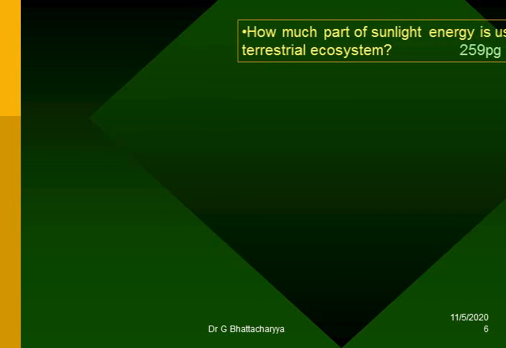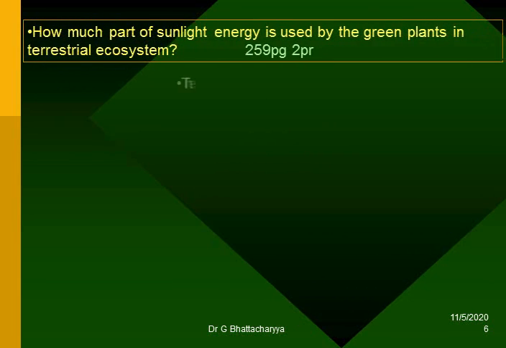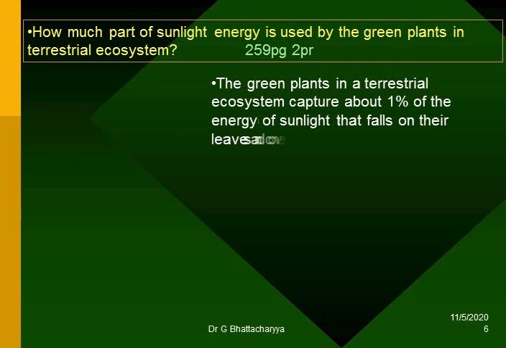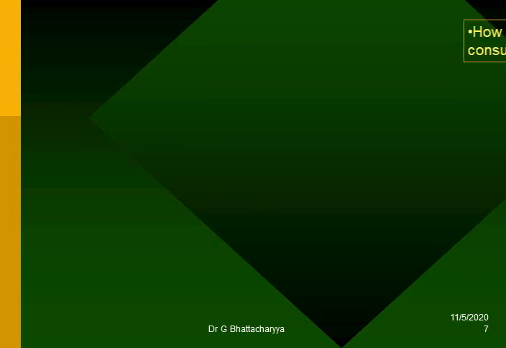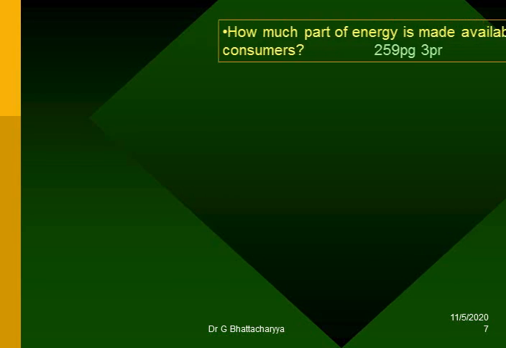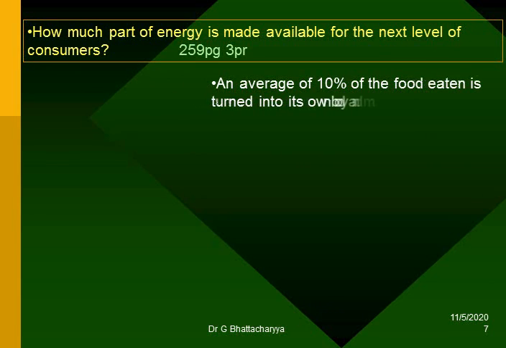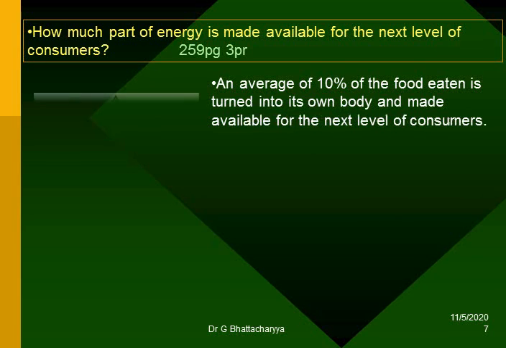How much part of sunlight energy is used by the green plants in terrestrial ecosystem? The green plants in a terrestrial ecosystem capture about 1% of the energy of sunlight that falls on their leaves and convert it into food energy. How much part of energy is made available for the next level of consumers? An average of 10% of the food eaten is turned into its own body and made available for the next level of consumers.